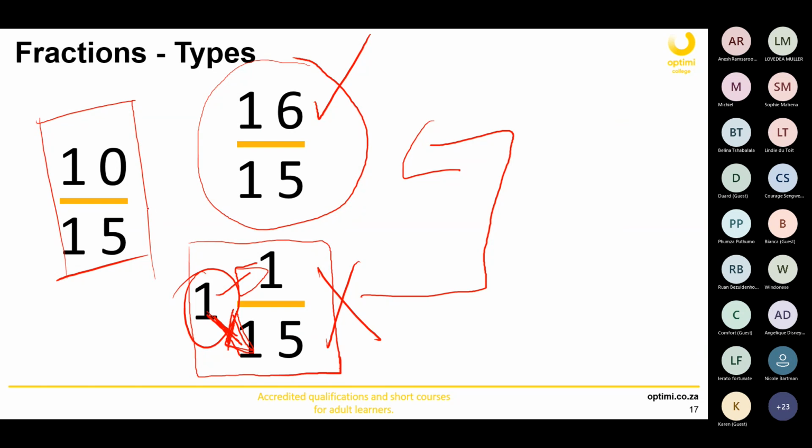10 over 15, proper fraction. We like working with them. 16 over 15, improper fraction. We might not like them so much, but we can work with them. 1 and 1 over 15, we don't like working with them. So we need to change them from a mixed number to an improper fraction.